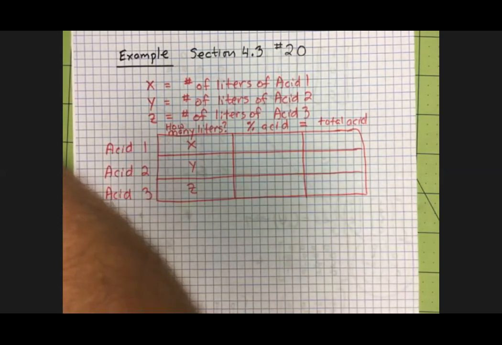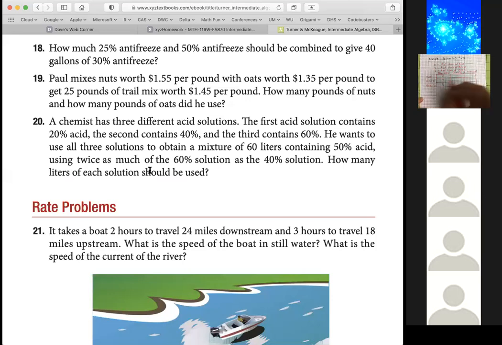So I go back to my problem. First acid solution is 20% acid. Remember, 20% is 0.20. Remember, percent in English literally means per 100. So to say 20% means 20 parts per 100, 20 one-hundredths, which as a decimal is 0.20. When you do the percentage problems, you always express percent as a decimal. Second one was 40%. Third one was 60%.